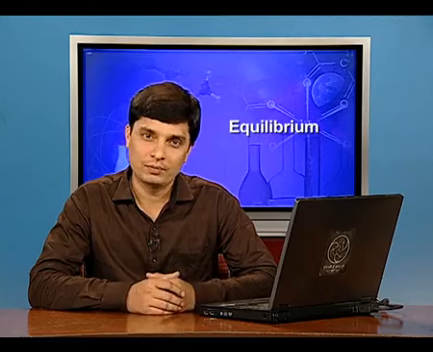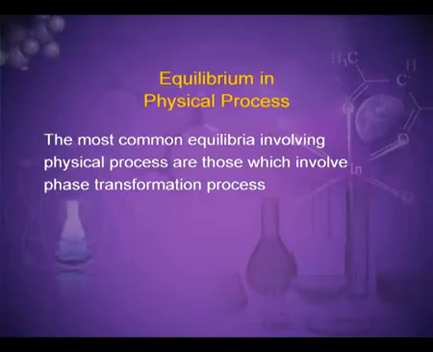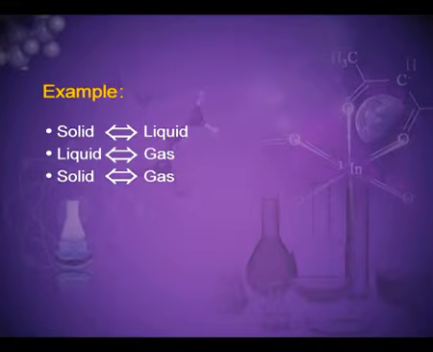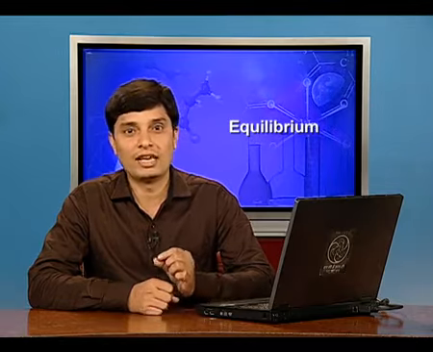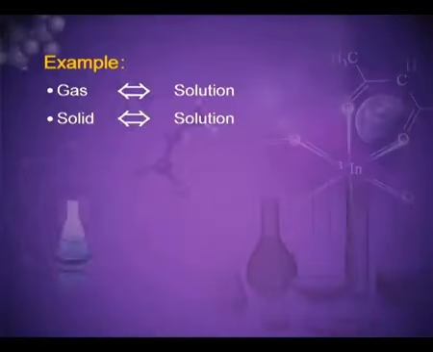Equilibrium in physical processes. The most common equilibria involving physical processes are those which involve phase transformation. For example, solid can transform into liquid and liquid into solid. Liquid can transform into gas and gas into liquid. Similarly, solid can transform into gas and gas into solid. Besides these, there are equilibria involving dissolution of solids or gases in liquids. For example, gas will change into solution and solution can again change into gas. Solid will change into solution and solution can change into solid.